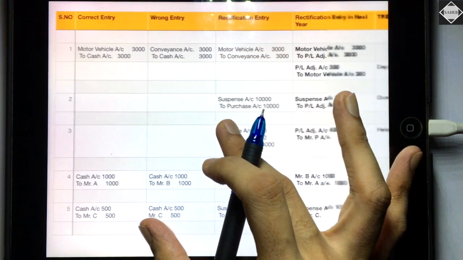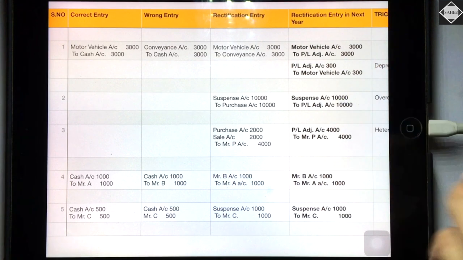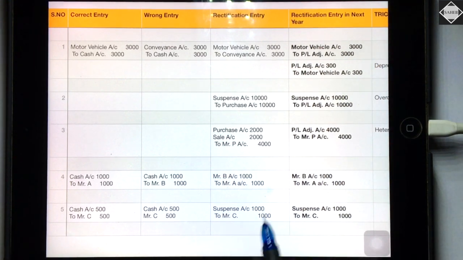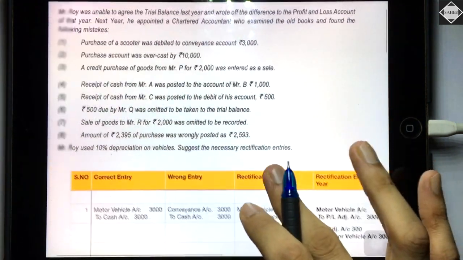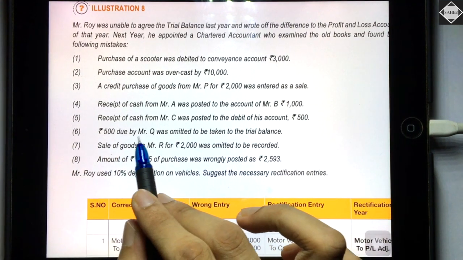Yes. And then rectification in the next year, it's the same only. Because here there are no expense or income, so same entry. Clear? Easy. Next we have, see here, 6th transaction, 500 due by Mr.